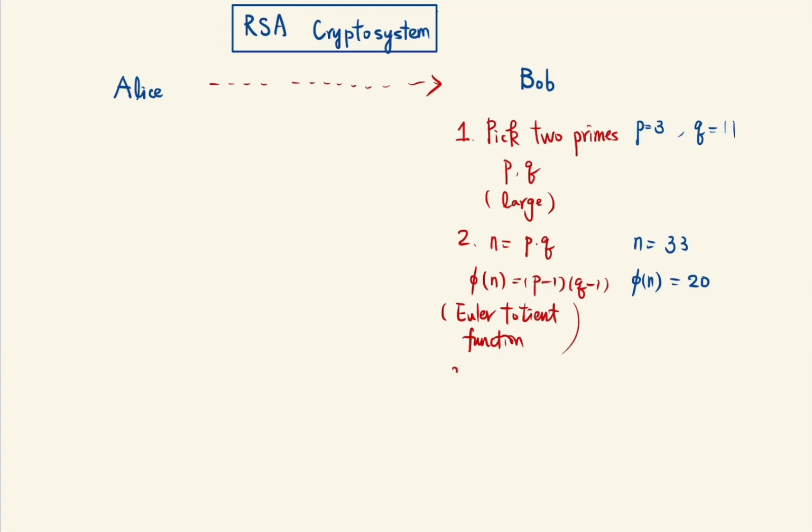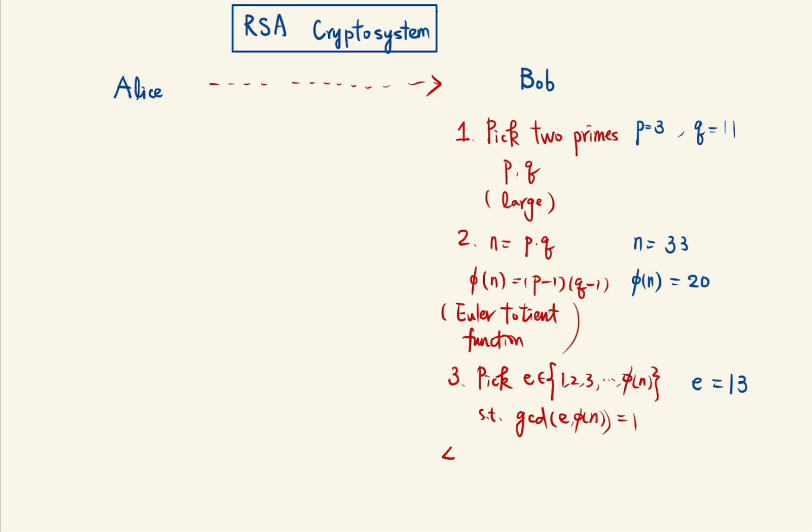The third step, we have to pick a number E in 1, 2, 3, up to phi(N), such that the GCD of E and phi(N) is 1. So for example, we can pick E equal to 13.